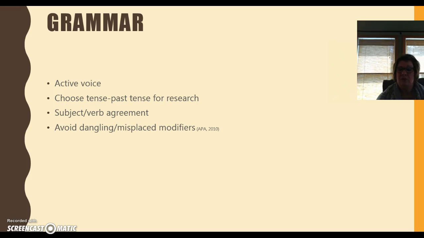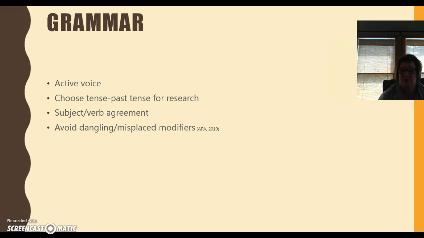In addition, you always want to use active voice. You want to be very direct in what you're saying. You always want to use past tense when you're referring to the research, because it's already been done. So you want to relate to any kind of literature or research that has already been written in past tense. That's very important. And you also want to make sure that your subjects and your verbs agree.